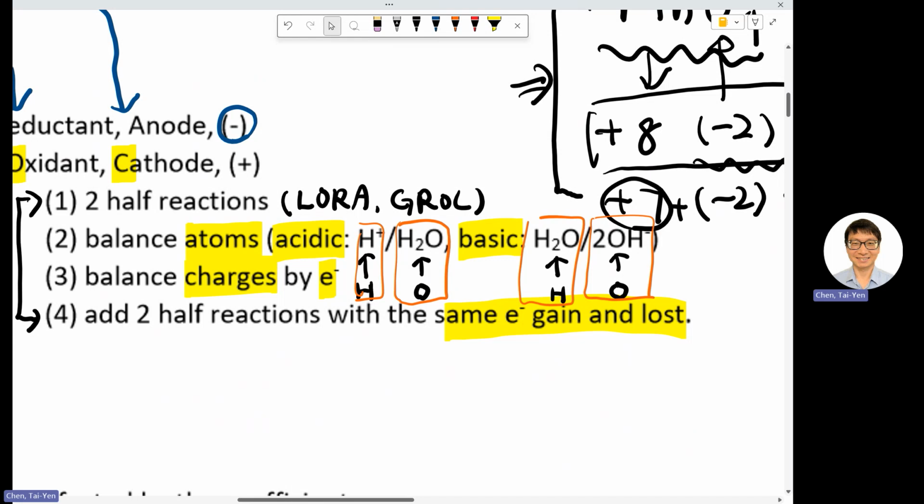Okay, and then once you balance all your atoms, the next thing is to balance the charge, using electrons for your LEO and GER. Okay, the very last step is to make sure your LEO and GER give out the same number of electrons that your GER wants to accept. Once that is the case, you simply add up those two half reactions. Then you have your balanced redox reaction.